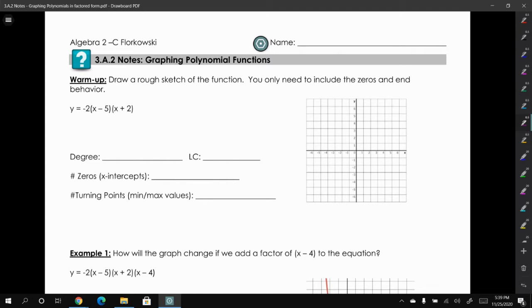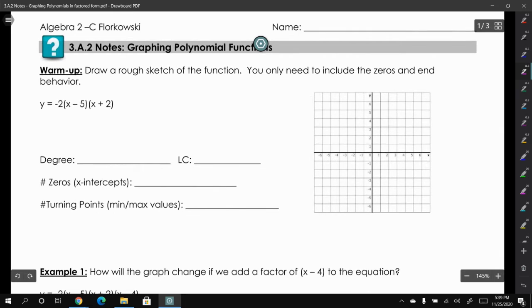Today we're going to talk about the graphs of polynomial functions, just some basic characteristics of the graph. To get an idea, let's look at something that we're familiar with. This is a quadratic function here in intercept form. We have an intercept at positive 5, 0 and negative 2, 0. So this is a second degree function. The leading coefficient here is negative 2.